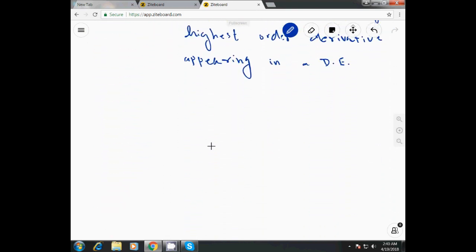The next concept is the linearity. Linear ordinary differential equation. A linear differential equation has the following three properties. Number 1, the unknown function is linear.